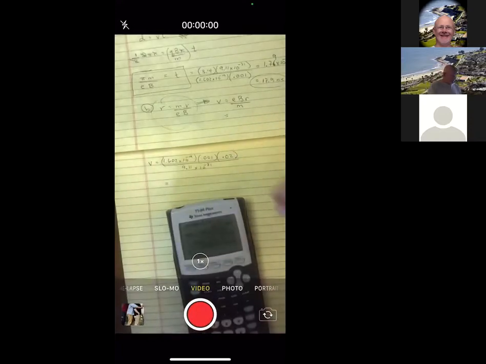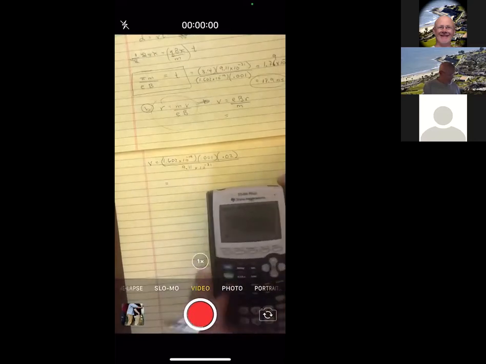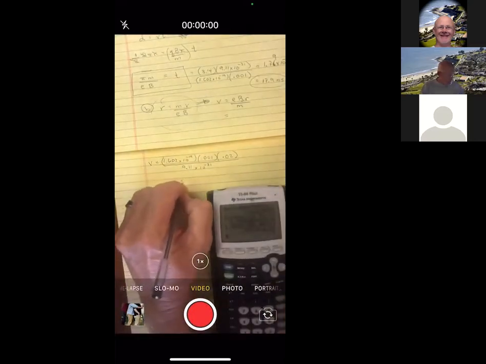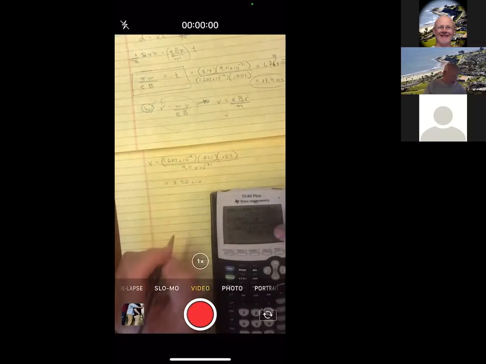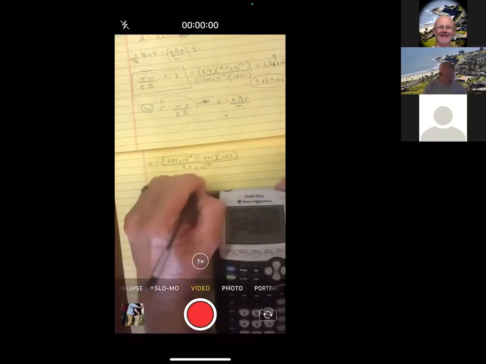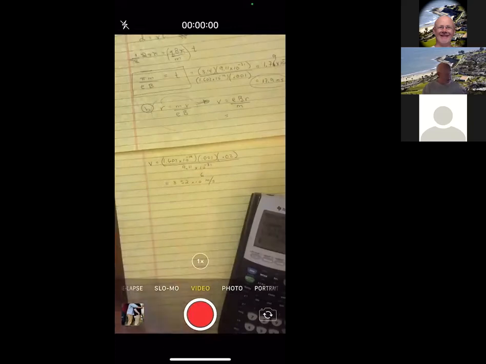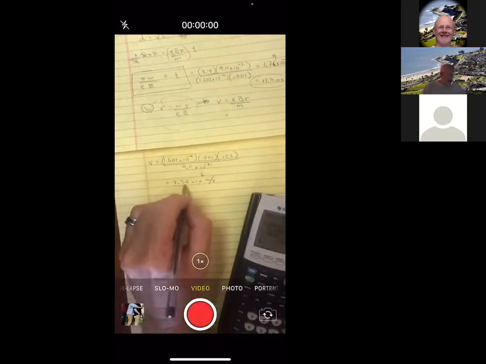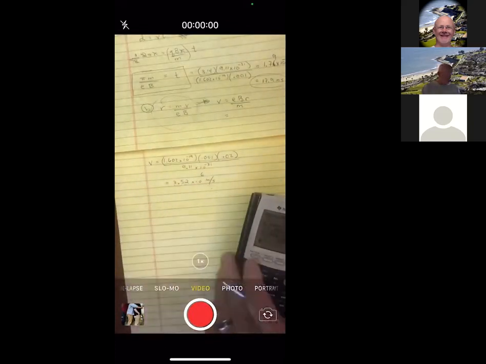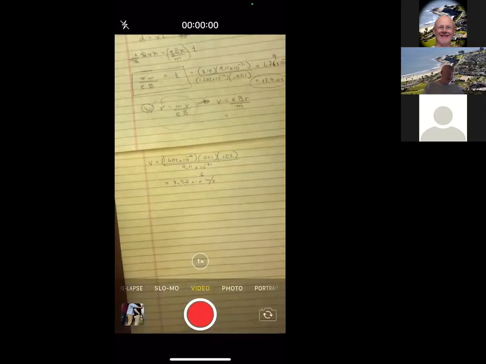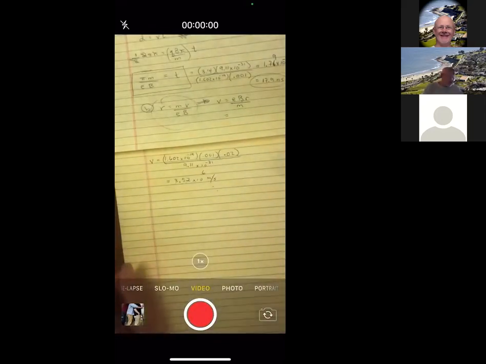Okay, so 1.602 times 10 to the negative 19, 0.001, 0.02, divided by 9.11 times 10 to the negative 31. And we are looking at 3.52 times 10 to the 6 meters per second. So that'd be 3.5 million meters per second. So really fast, although not that fast compared to the speed of light.